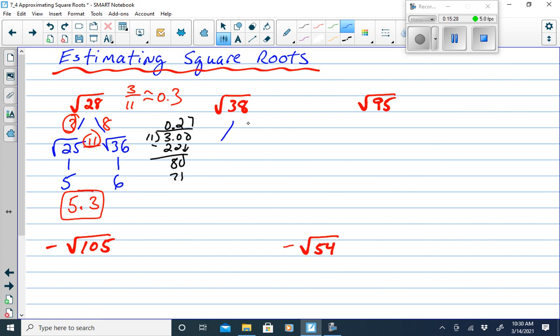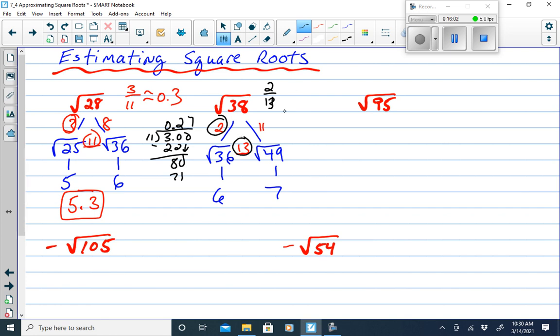38. The square root of 38 is in between the perfect squares of the square root of 36 and the square root of 49. We know that that's 6. We know that that's 7. So the square root of 38 will be in between 6 and 7. Let's see, we are 2 away here. Here we're 11 away. So that's going to be 13. So we need to find the fraction of 2 over 13.